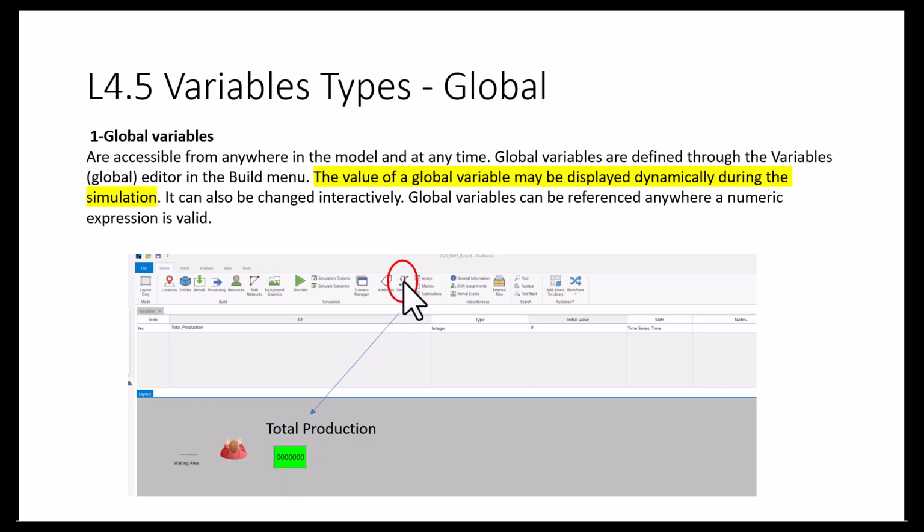You click here on variables, create a total production variable, create an icon, and put the icon in the layout. This is the first step. Later on you need to add this variable into the processing routing to see at what point you want to trace this production. So in essence, that's what it is. Let's go ahead and see how we can do this.